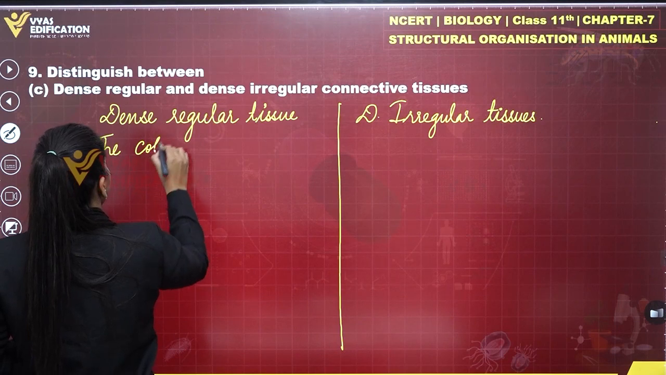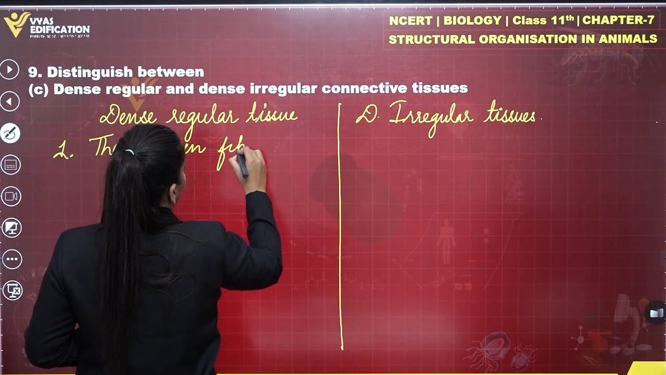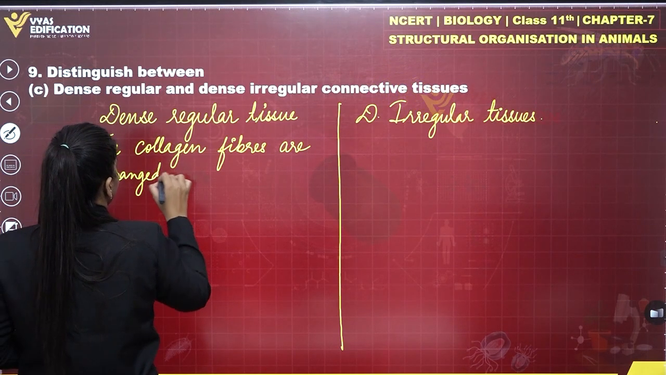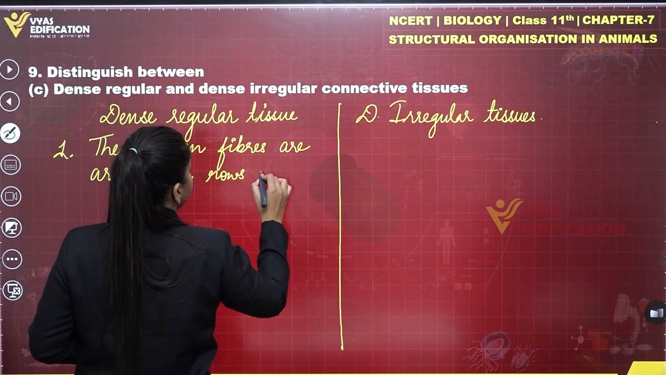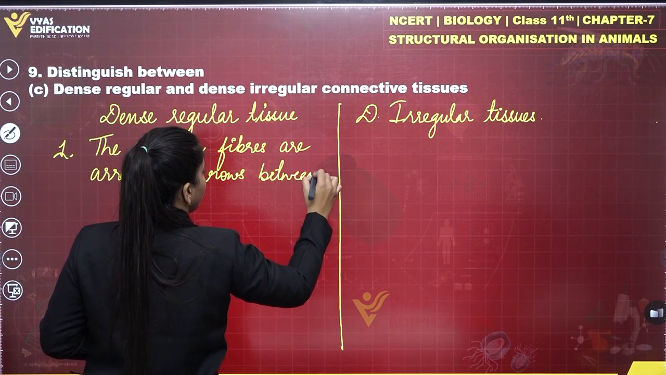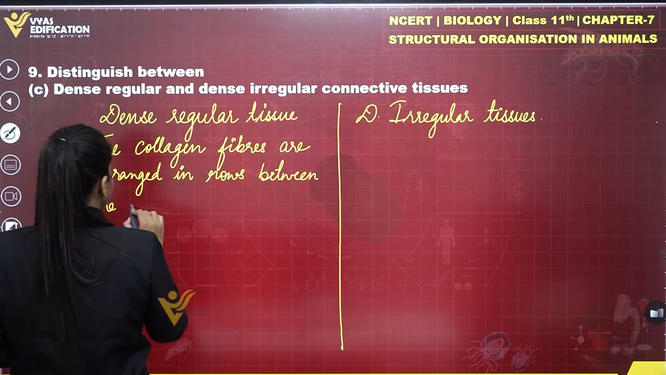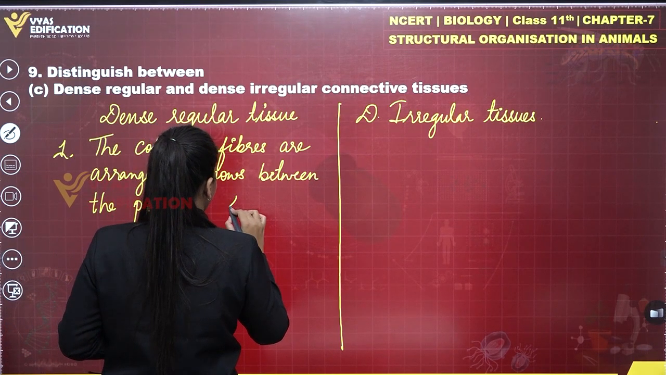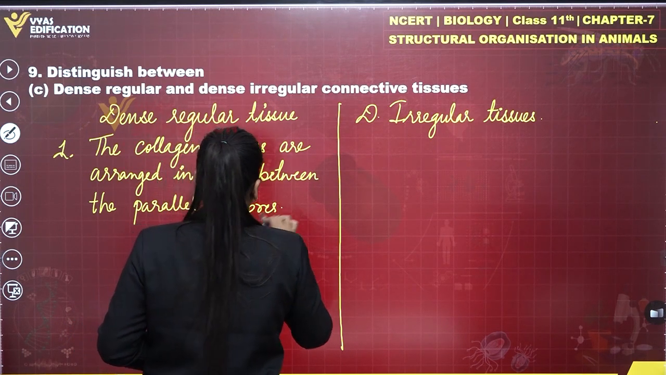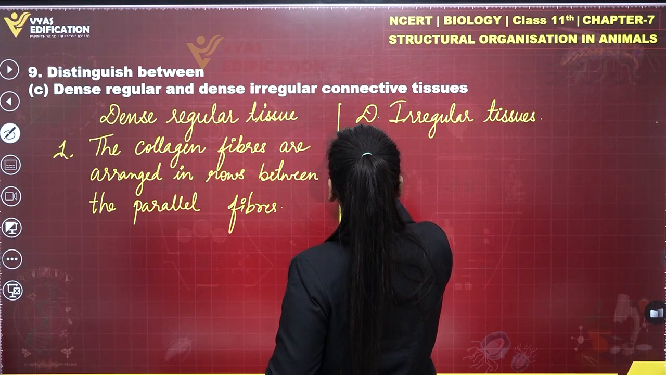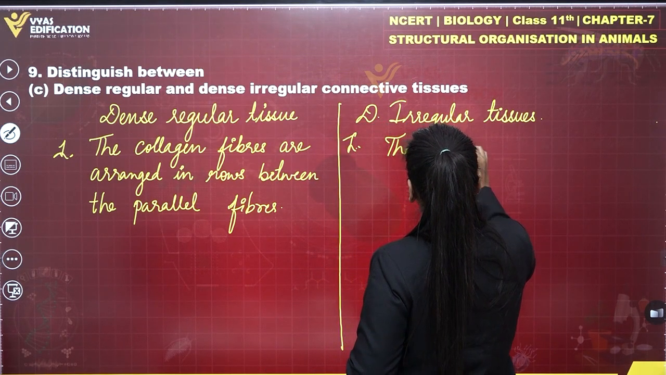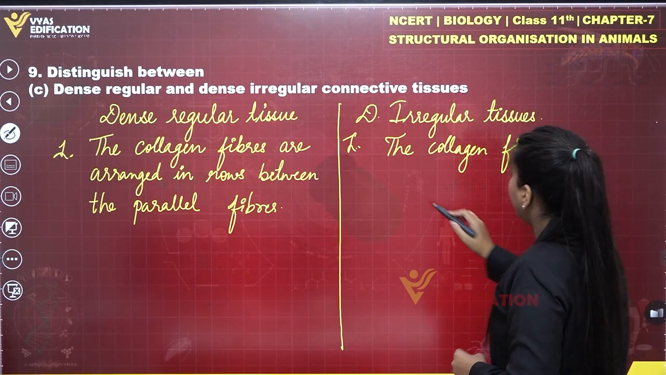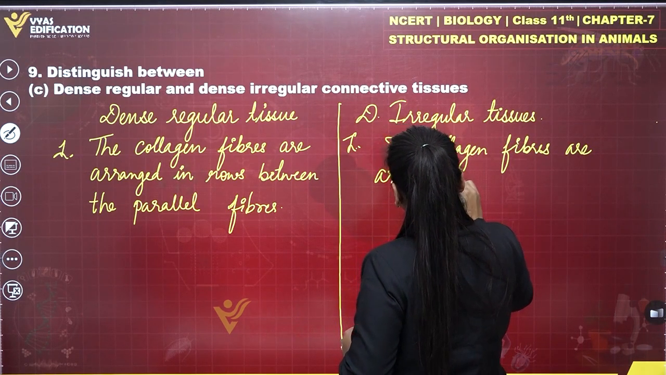dense regular tissue, the collagen fibers are arranged in rows between the parallel fibers. And the first point of dense irregular tissue is the collagen fibers are arranged irregularly.